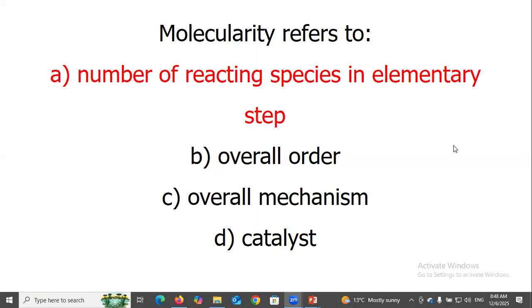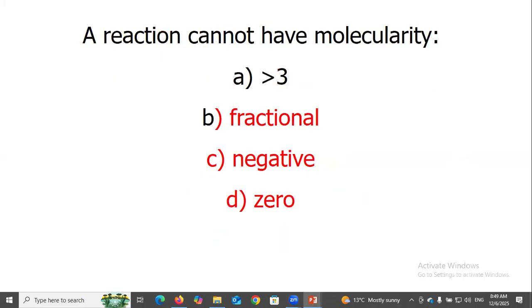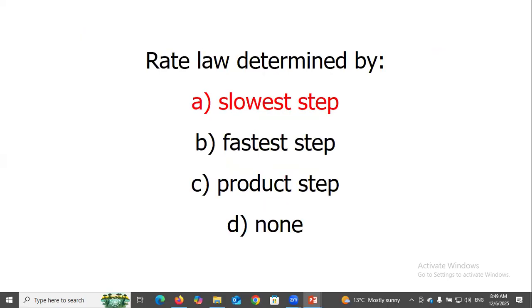Molecularity refers to number of reacting species in elementary step: overall order, overall mechanism, catalyst. Correct option is option A, number of reacting species in elementary step. A reaction cannot have molecularity greater than 3, fractional, negative, 0. Correct option is BCD, fractional, negative, 0.